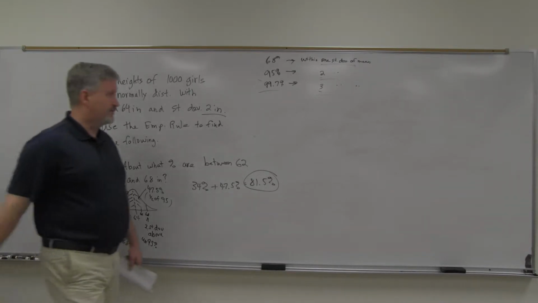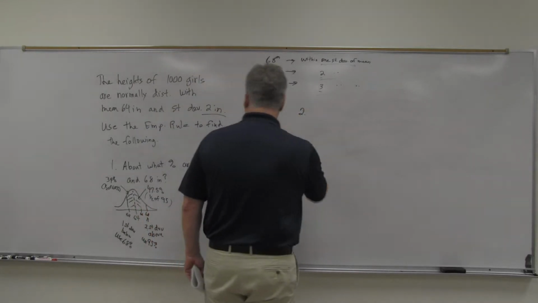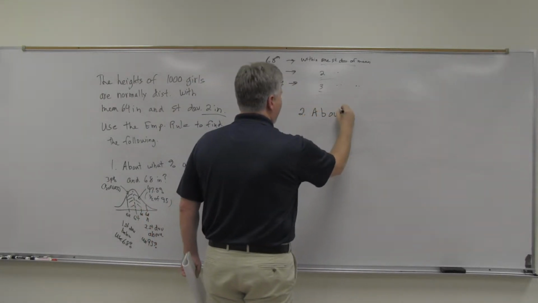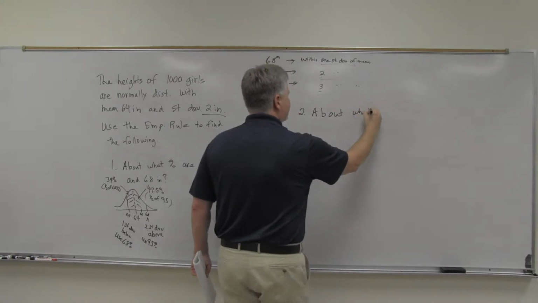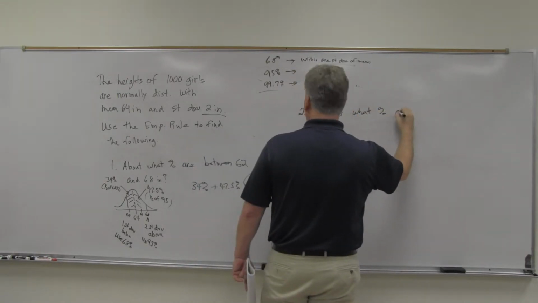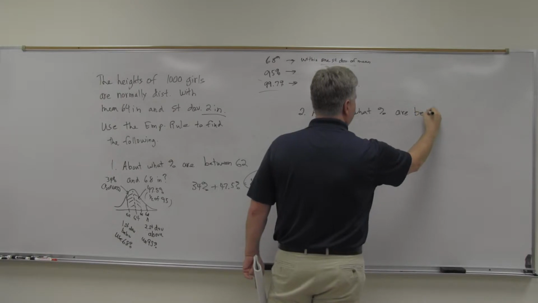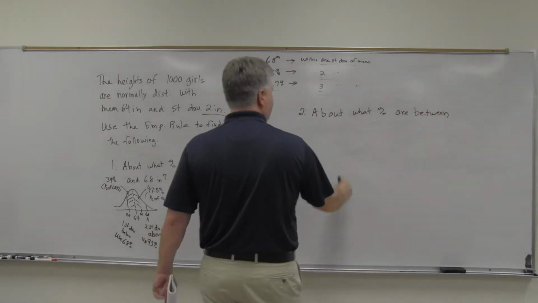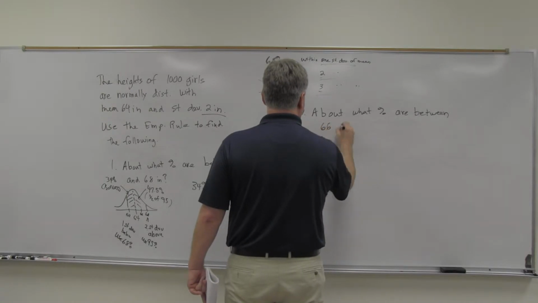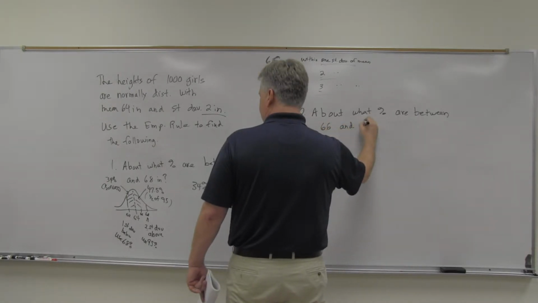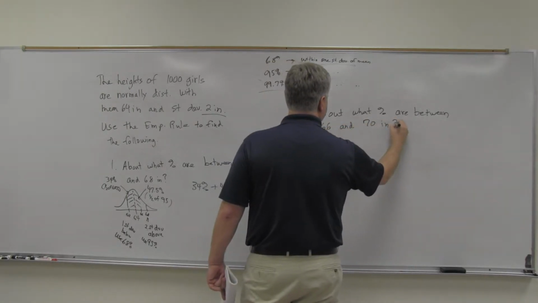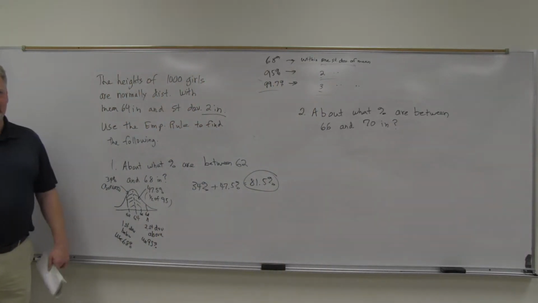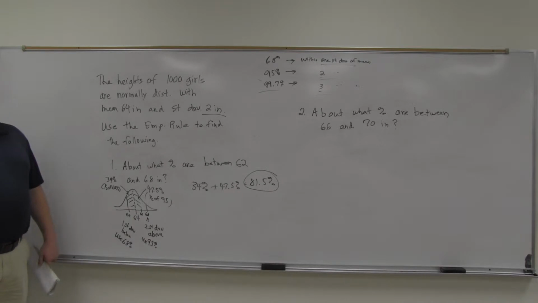Now, here's a little bit of a wrinkle that can be thrown in here. A couple of wrinkles. About what percentage are between 66 and 70 inches? About what percentage are between 66 and 70 inches?